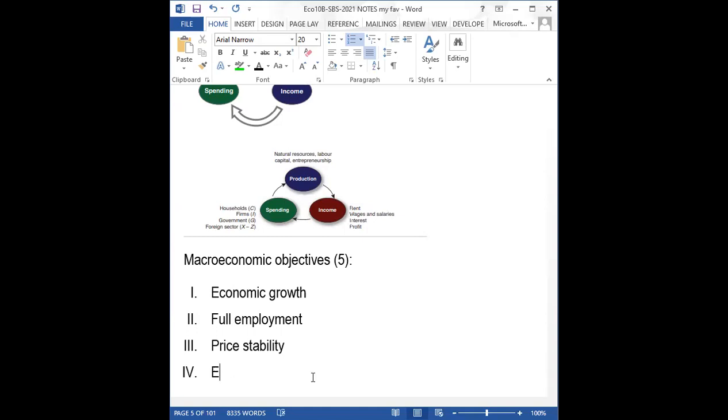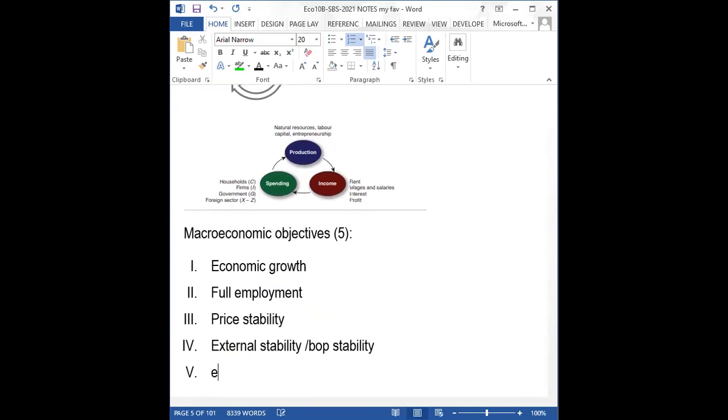Allow me to put that on the screen as well. So external, I hope I'm using the correct spelling. External stability, or the balance of payments stability. External stability, sometimes referred to as the BOP stability. Then lastly is equitable distribution of income and wealth.